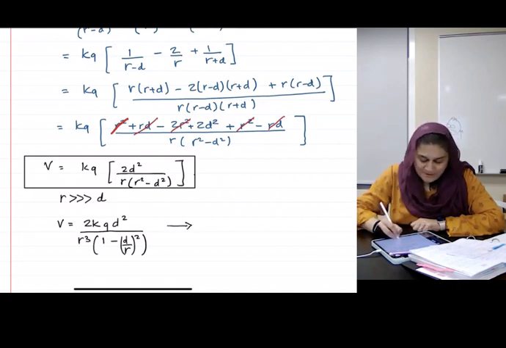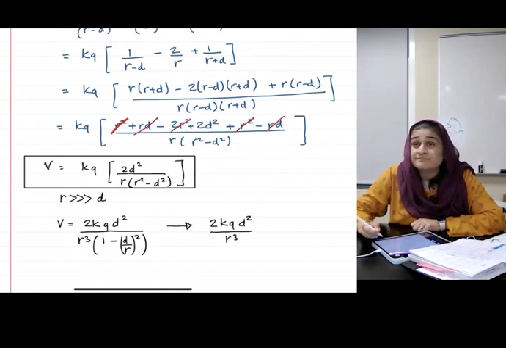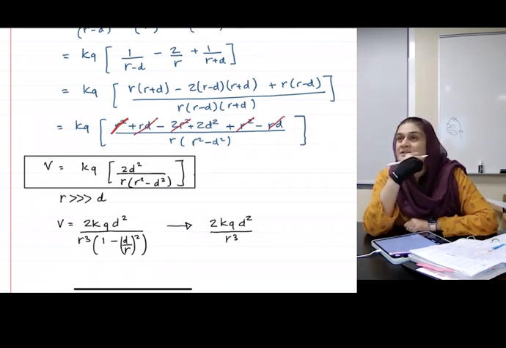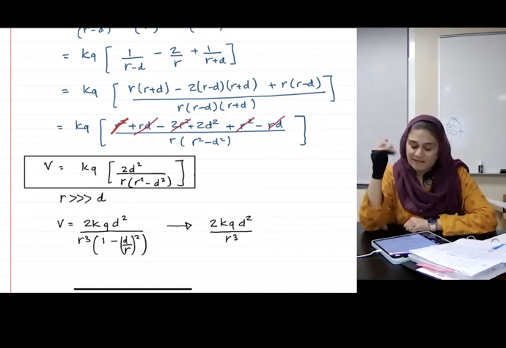Using binomial expansion, can I write this as KQD squared divided by R cubed? If D is smaller than R, 1 minus a very, very tiny number is almost equal to 1. Like that's what we know, right? Give me a thumbs up, right? That makes sense? Okay, excellent.